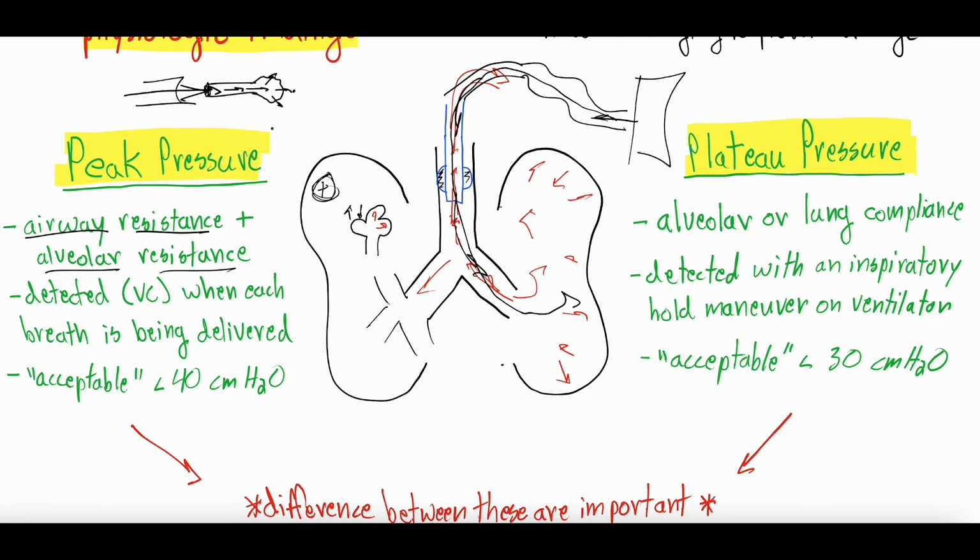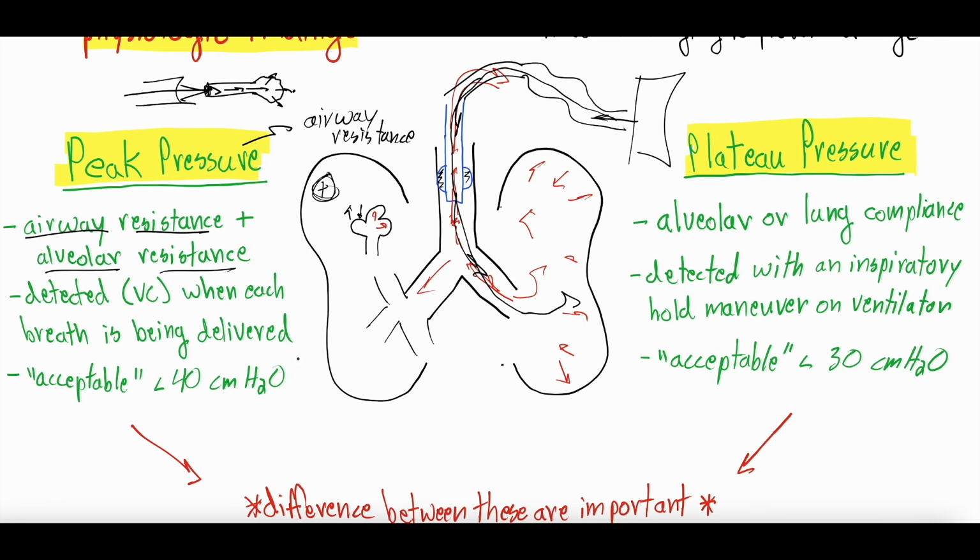And that is why it's a manifestation of the resistance of those airways to the breath flowing through them, as well as the alveoli resistance as they try to inflate. So really the peak pressure is airway and alveoli resistance, okay?